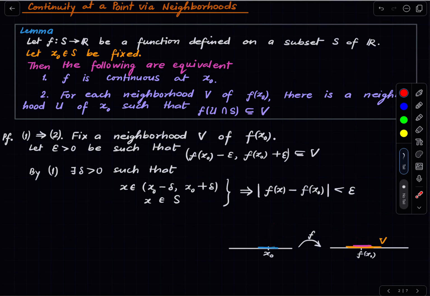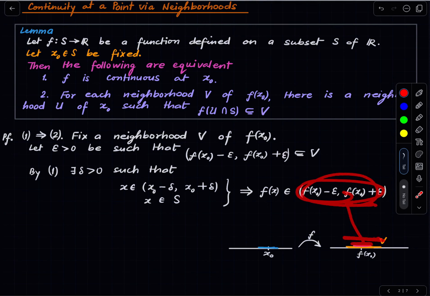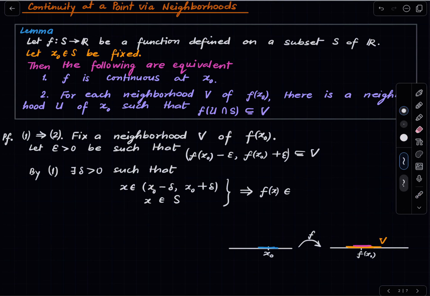Okay, but this thing over here can be rewritten as that. But at the same time, note that this is contained in V. This in the picture, this is what that is, and that is contained in V. So we can also write this. Okay. So now if we call this capital U, then capital U is a neighborhood of x0, satisfying the requirement of the proposition. So call this capital U.